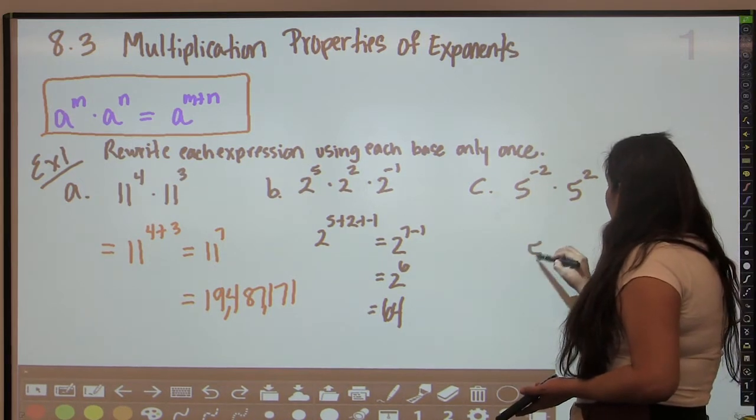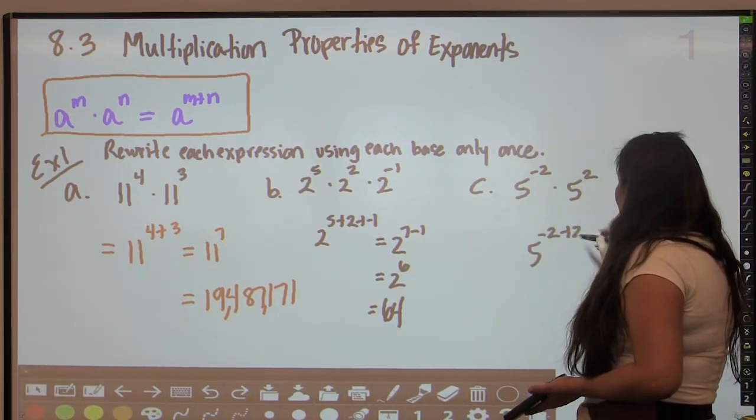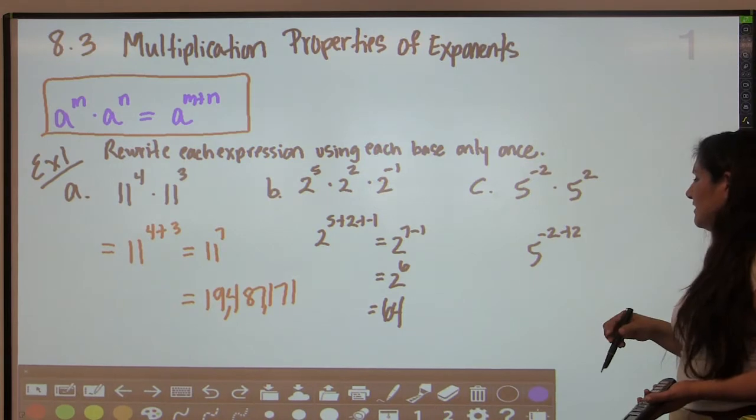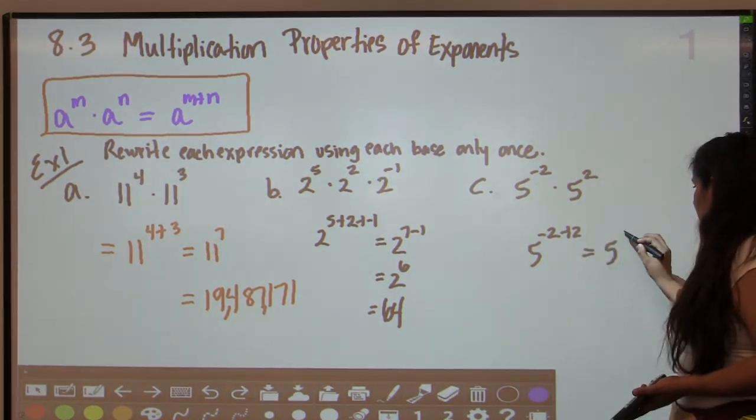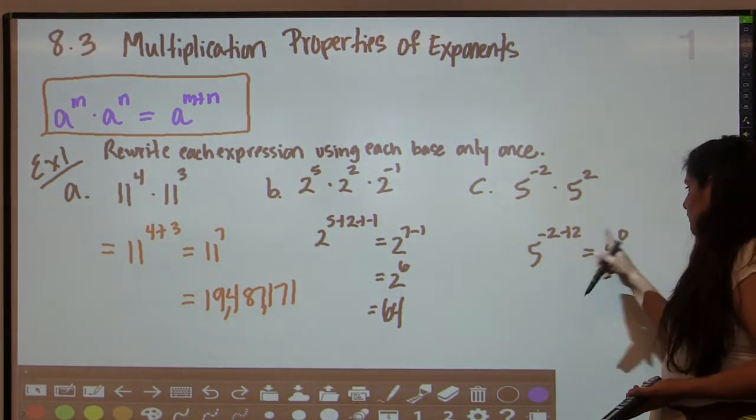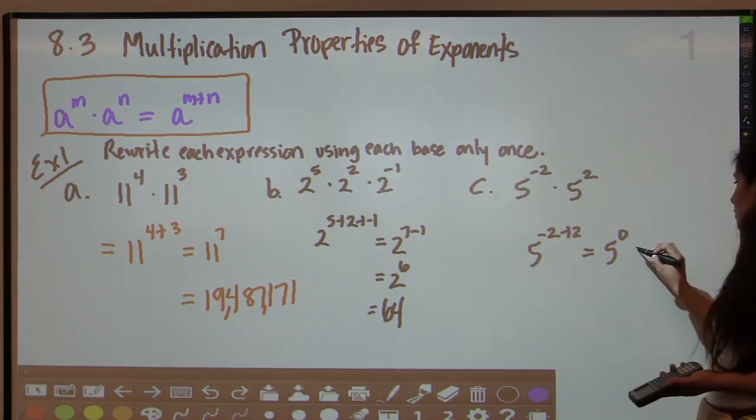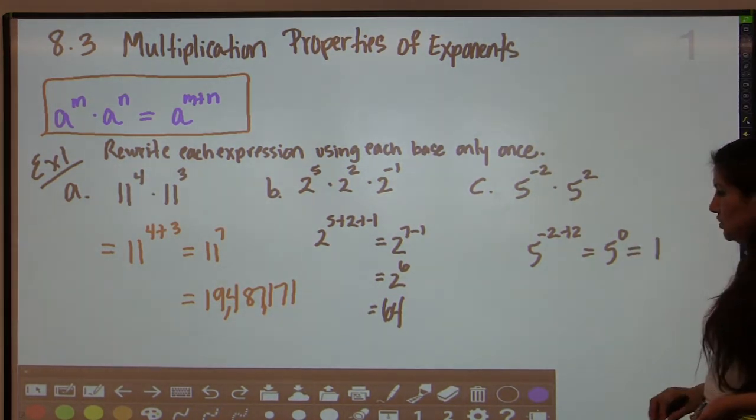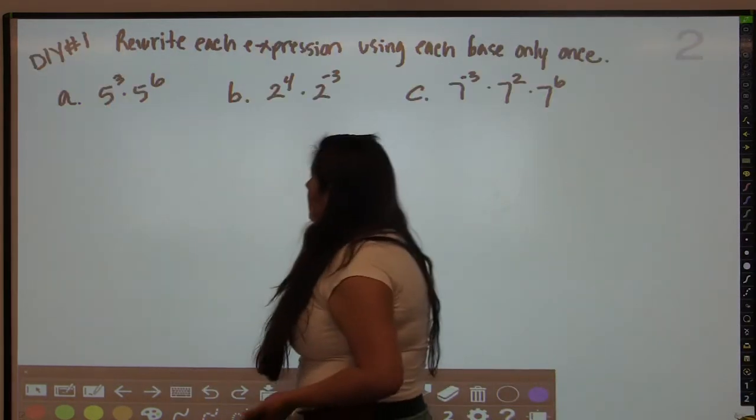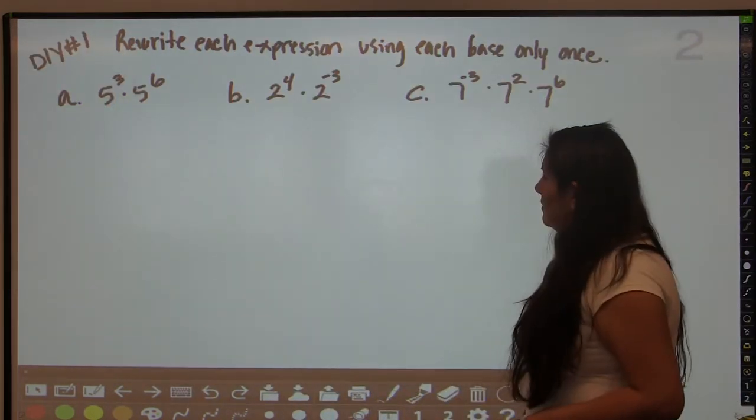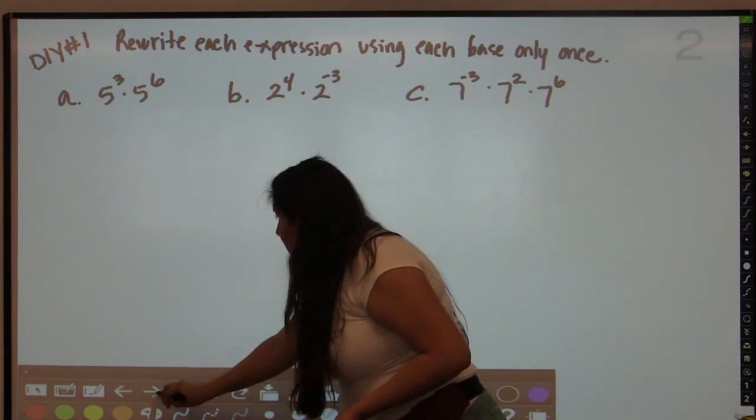Then we have 5, again, same base. So I get 5 to the -2 plus 2. We're adding the 2 exponents. And in this case, you will notice that you will get 5 to the 0 power, because -2 and positive 2 is 0. So remember that before we learned that any number to the 0 power is 1. So there is my solution. So now you can try these 3 on your own. Have fun at it. And we'll continue.